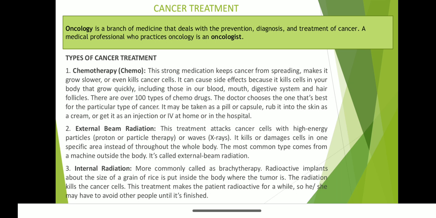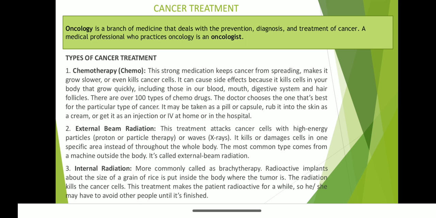Now, let's know about cancer treatment. As we learn about the treatment, let's know about two very common terms that are used. One is oncology. Oncology is a branch of medicine that deals with the prevention, diagnosis and treatment of cancer. The second term commonly used is oncologist. An oncologist is a medical professional who practices oncology.